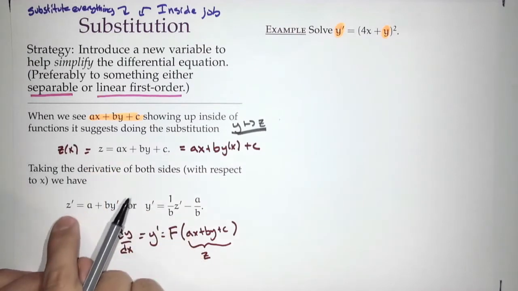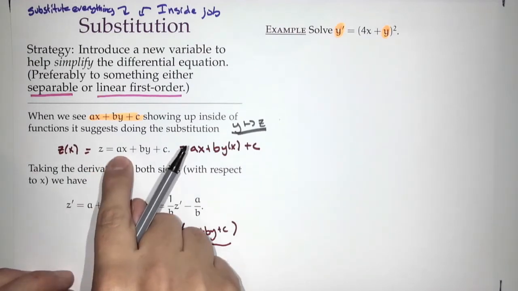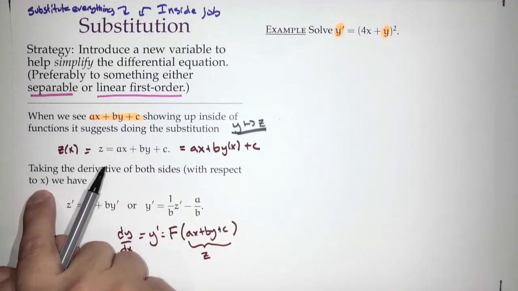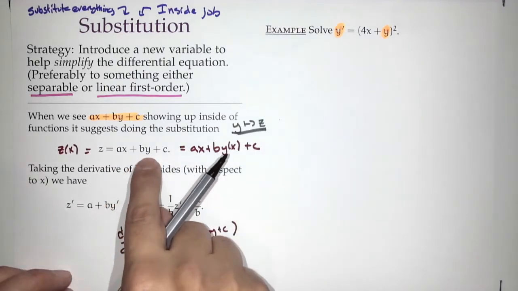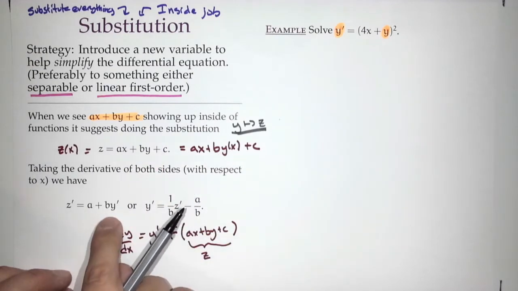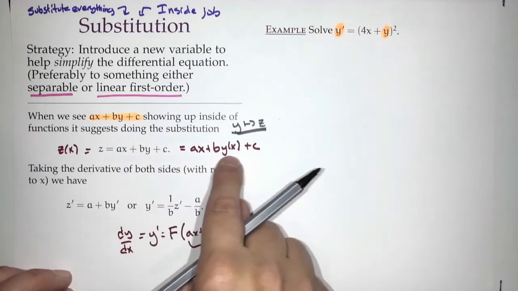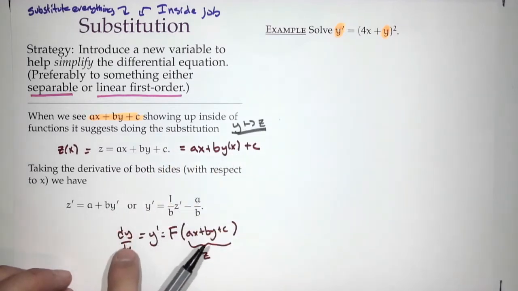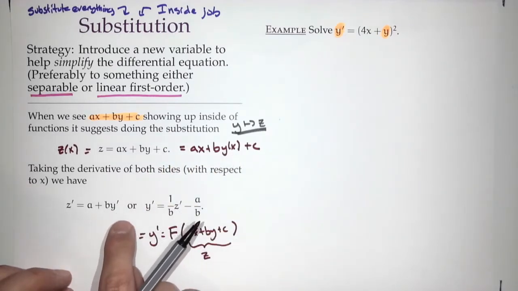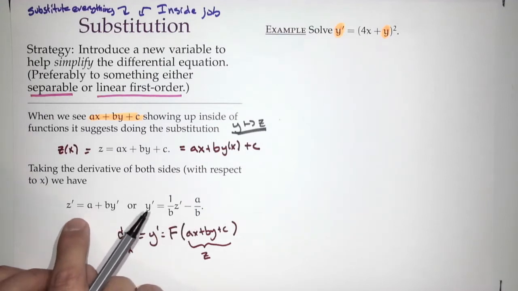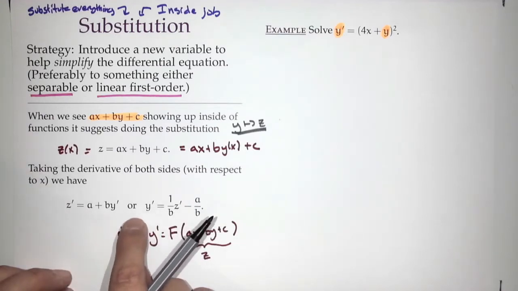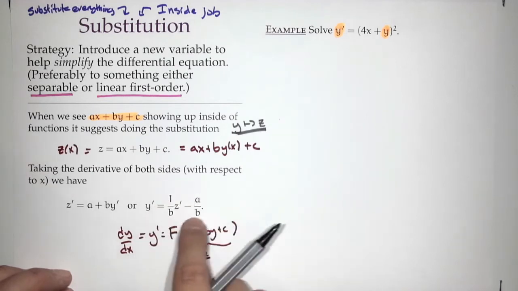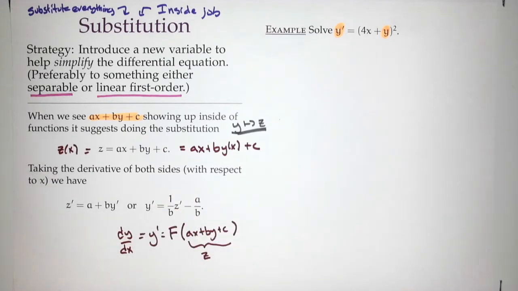So the derivative of z, z prime. Derivative of ax is a, because we're taking our derivative with respect to x. Derivative of by is by prime, because again, we think of y as a function of x. And the derivative of c, well, that's a constant. What do we end up with? z prime equals a plus by prime. So that lets us solve for y prime, so I can replace y prime with this expression.